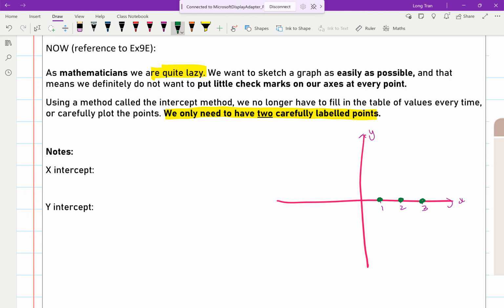These points here, 1, what's the coordinates? If you had to write the coordinates, what's the coordinates here? 1, 0. What's the coordinates for this one? 2, 0. What's the coordinates for this one? What's the pattern? Or what do they all have in common? The y-axis value is 0.